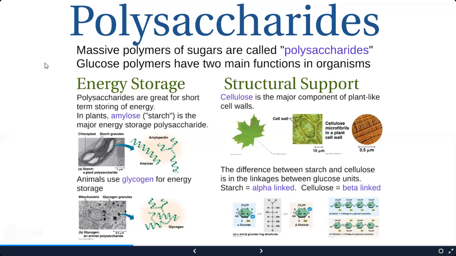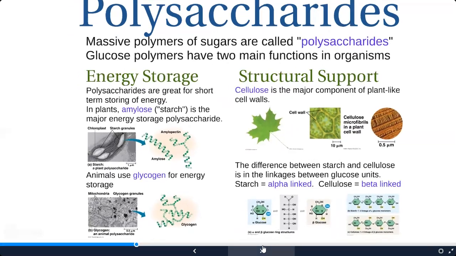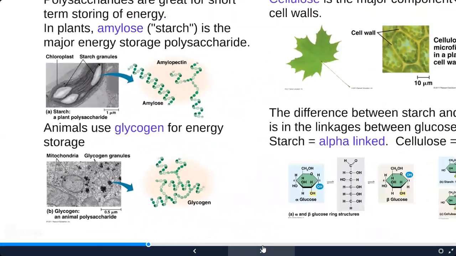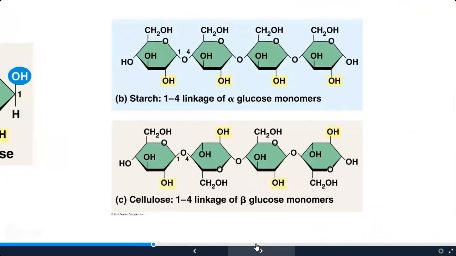It's very similar to starch. It's just a bunch of glucoses chained together, but the linkages are different. So with starch, there's an alpha linkage, and with cellulose, there's a beta linkage. And if I zoom in here, you can kind of see the difference a little bit more clearly.